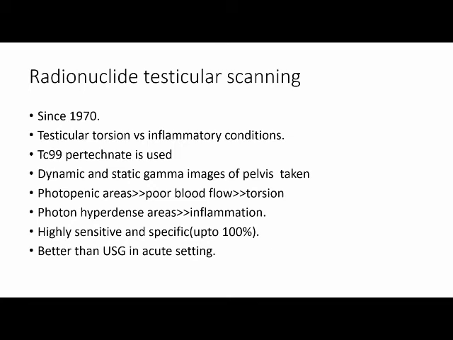So, technetium pertechnetate is used here, and dynamic and static gamma camera images are seen, and these are concentrated at the pelvis region. The photopenic areas show areas of poor blood flow, and those are suggestive of torsion in the testicular region. And photon-dense areas are areas which are suggestive of more blood flow, and it shows that there is an active inflammation going on in that particular region. And it has high sensitivity and specificity, ranging up to 100%. It is always better than USG in an acute setting where you cannot differentiate whether it is due to torsion or due to acute inflammation happening in the scrotal structures.